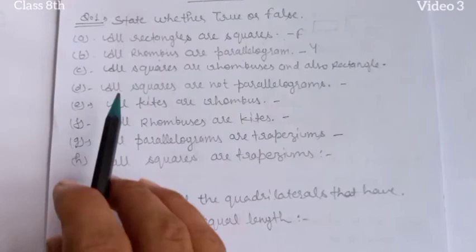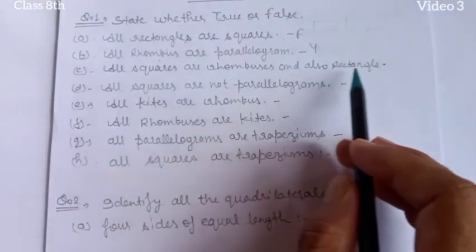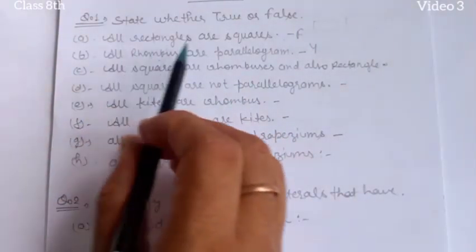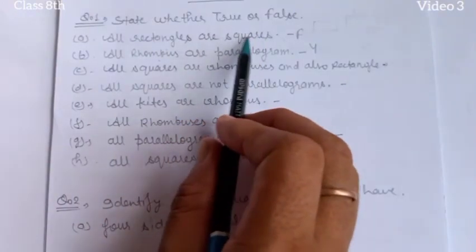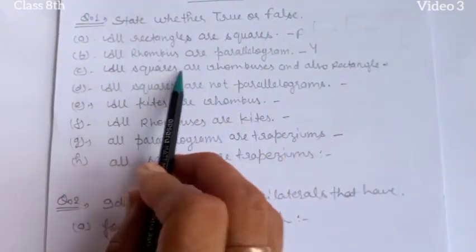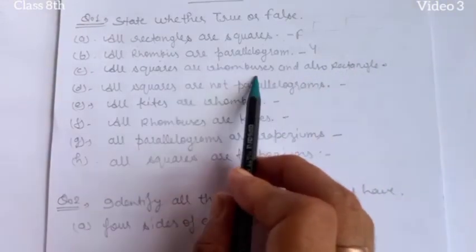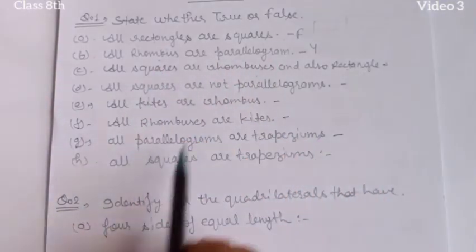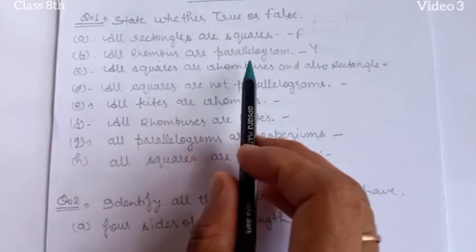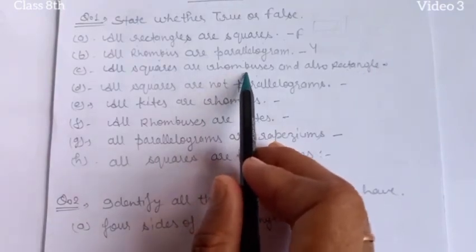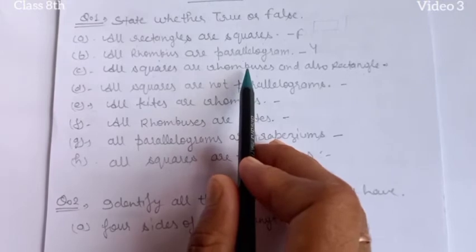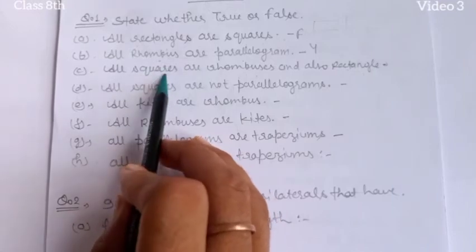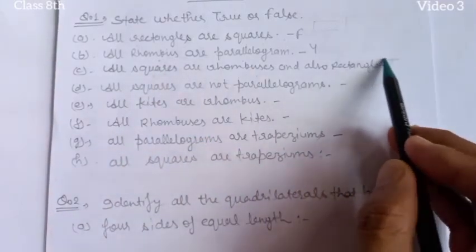Let's see the C part. All squares are rhombus and also rectangles. All squares are rectangles, yes, as in the previous statement, not all rectangles are squares, but all squares are rectangles. So this is true. But let's see for the rhombus. You know that a rhombus has the property that all sides are of equal length. Yes, it is in the square. This property is followed by the square also. And diagonals bisect each other. Yes. And diagonals bisect each other at 90 degrees. Yes, this property is also obtained by the square. Yes, this statement is true.